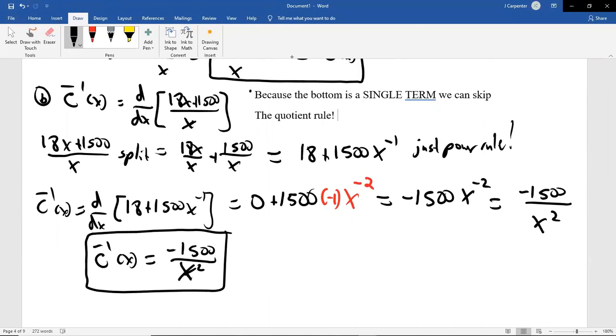That's our marginal average cost. This is the function that tells us how the average is changing as we produce another unit and another unit and another unit. Now, the only variable we have is in the bottom. The bigger x gets, the smaller this whole thing gets. If you take x equals 1, you get negative 1500. So that says that the average is dropping by like $1,500 to produce the second unit.